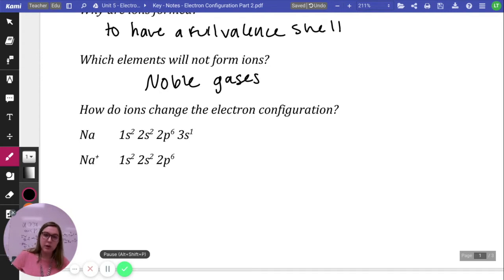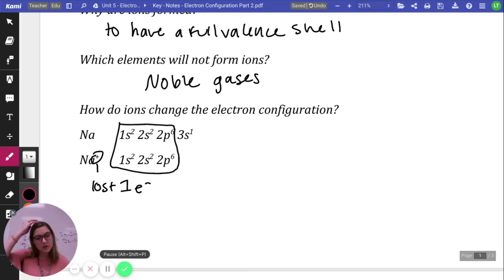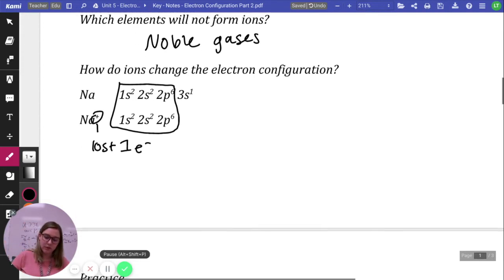So for example, sodium's normal configuration is 1s2, 2s2, 2p6, 3s1. But sodium with a positive 1 charge, that positive 1 charge tells us that it has lost 1 electron. So our configuration is not going to be for sodium anymore. It's lost 1 electron, so it's not going to have 11 electrons, it's going to have 10. So we're essentially going to be writing the electron configuration for neon instead of sodium. So it's lost an electron.